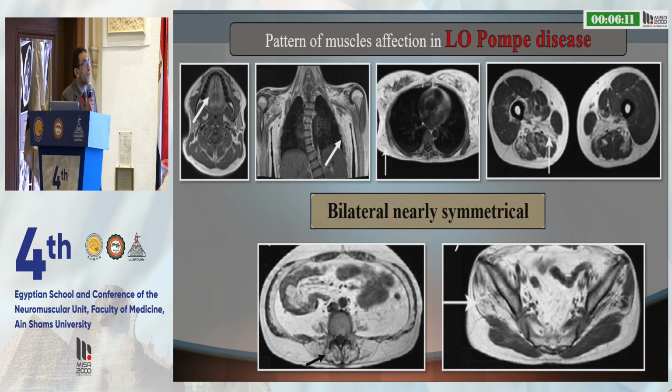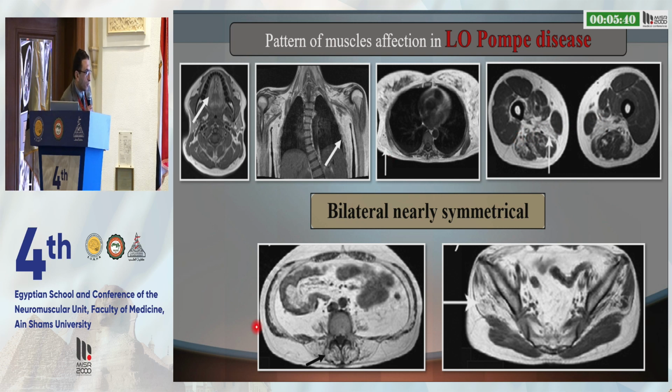What is the pattern of muscle affection in late onset Pompe disease? It is bilateral, nearly symmetrical, as shown by these images. The tongue muscles nearly the same in both sides. The chest wall muscles, the serratus anterior, also same affected in both sides. The latissimus dorsi muscles in both sides are also almost the same affected. Also the hamstring muscles, in both sides nearly the same.